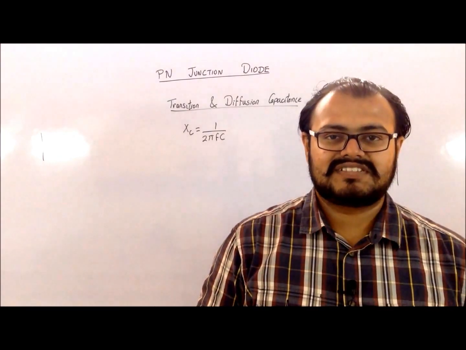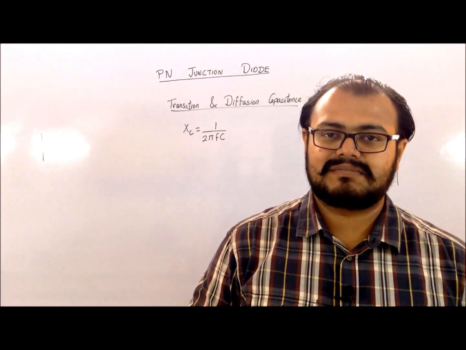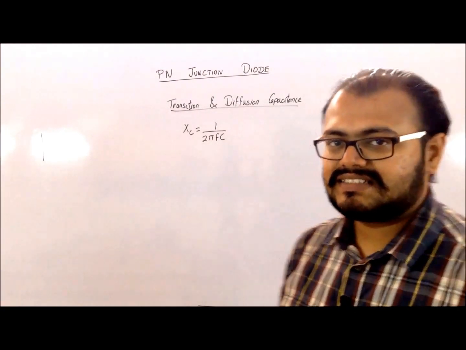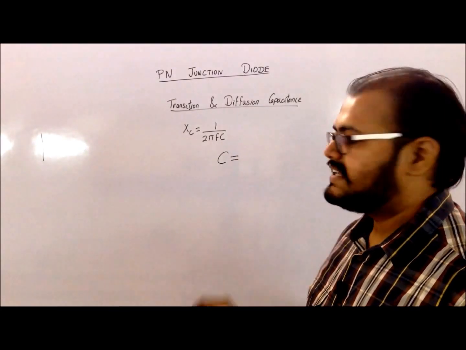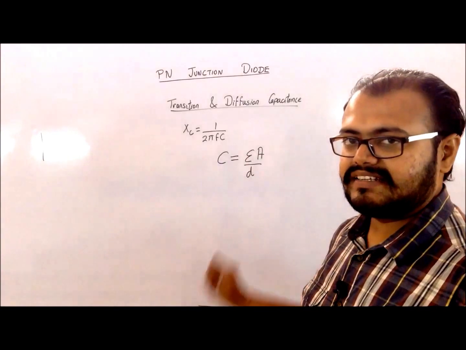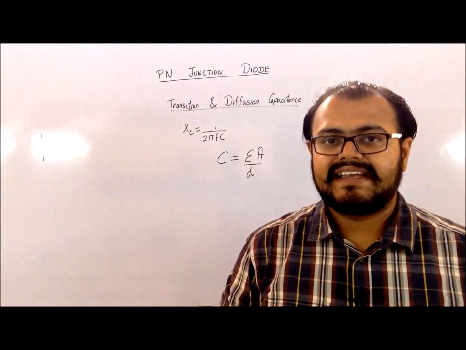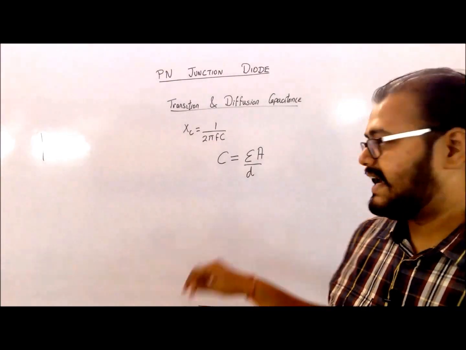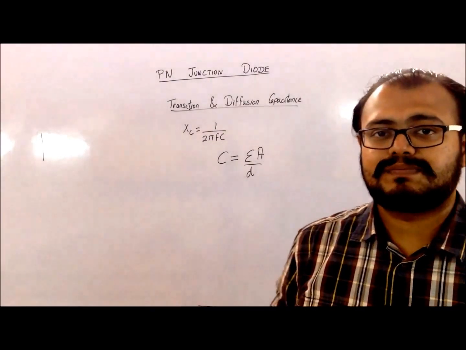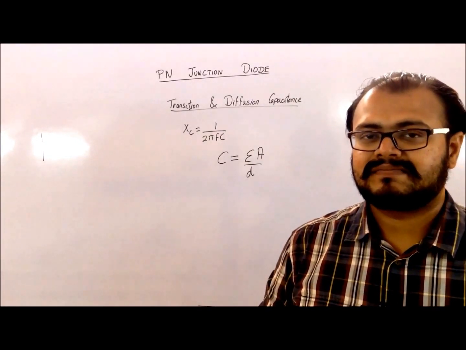To understand the first type of capacitance, we have to consider the reverse biasing mode. So I know that the basic standard formula for capacitance is given by epsilon A by D, where epsilon is the permittivity of the insulator, A is the cross-sectional area of the insulator material, and D is the distance between the two conducting plates, which is across the insulator.